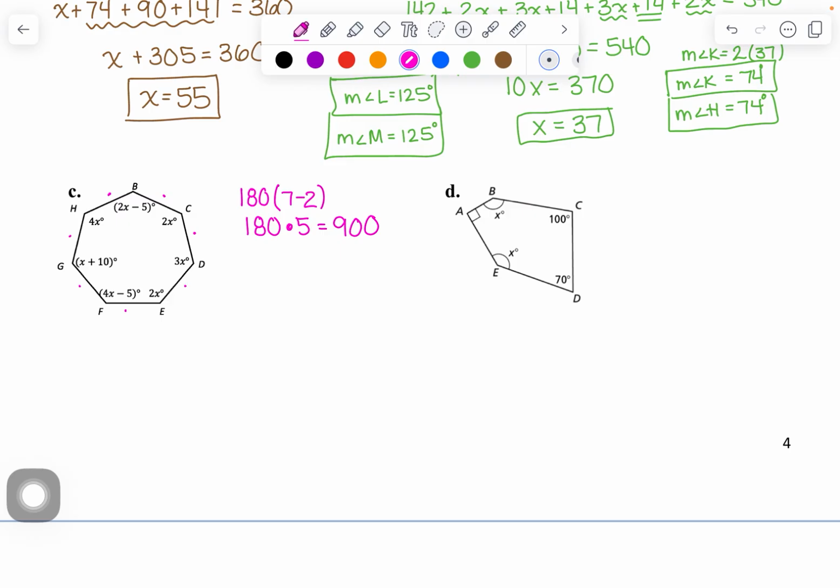Be careful of where you start. Make sure you know where you start and work your way around the shape. There are 7 angles here. I'm going to start here. Why? Because I can. And then I go clockwise. 2x, 3x, 2x, 4x minus 5, x plus 10, 4x.